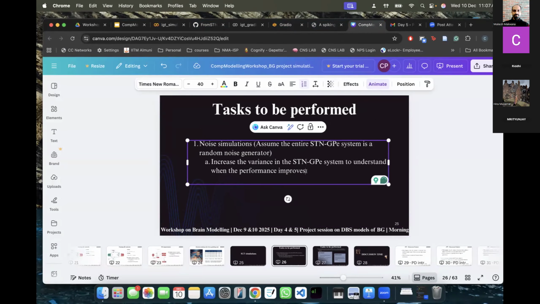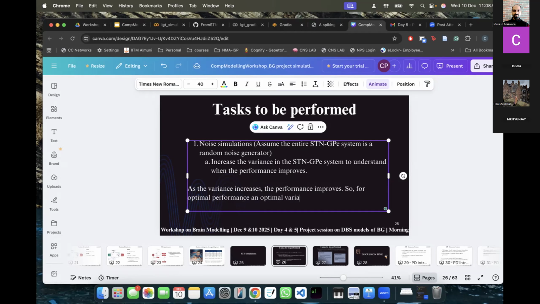Okay, so for optimal performance, optimal variance slash exploration is required. This is the final pointer that we get from the simulation: at the end of the day, as we keep increasing the variance, the IGT scores improve. And the conclusion is that at the optimal level of variance, the system will acquire its optimal performance.